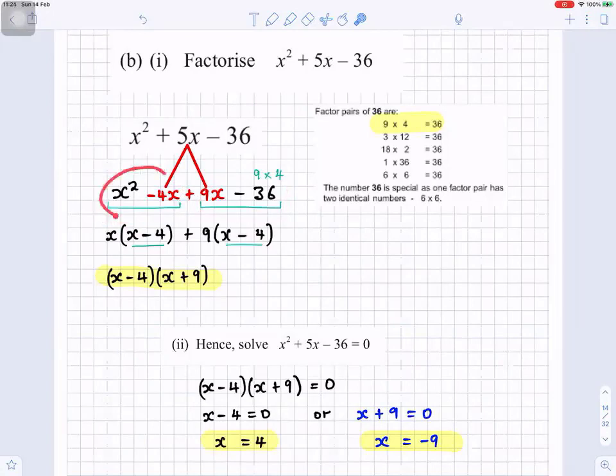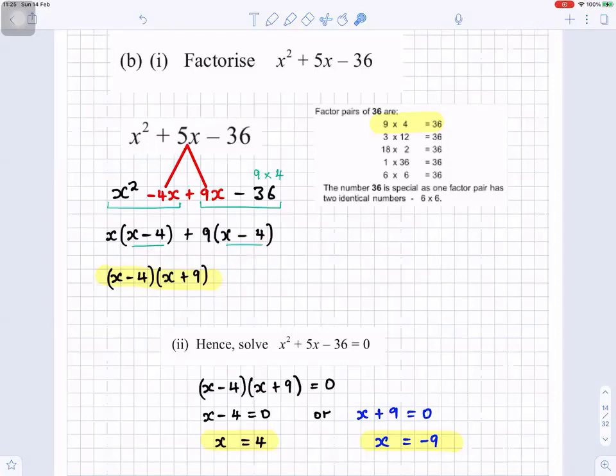So we want to factorize this first pair. x is common, and you're left with x minus 4. 36 is the same as 9 times 4. So there's 9 there, there's 9 there, and 9 comes out of the bracket. And you're left with x minus 4. We factorize again. There's x minus 4 there, x minus 4 there, so we take that out. And you're left with x and plus 9. So x minus 4, bracket x plus 9.